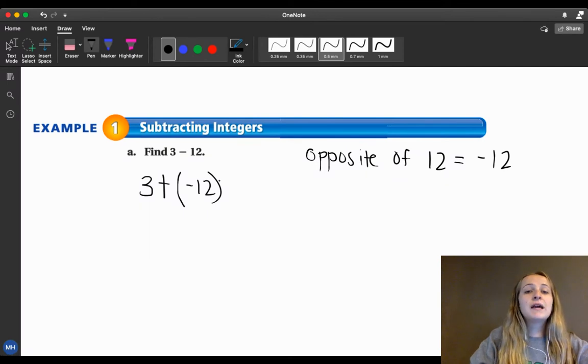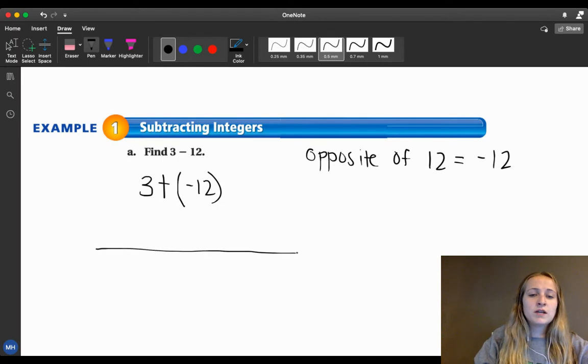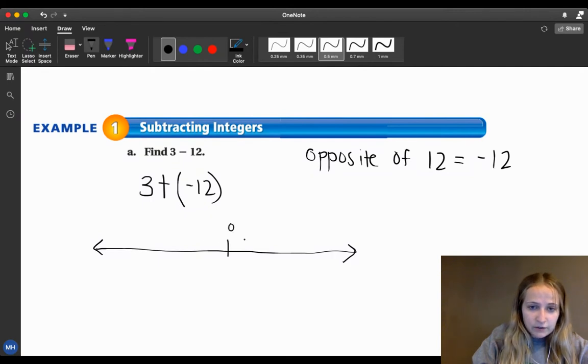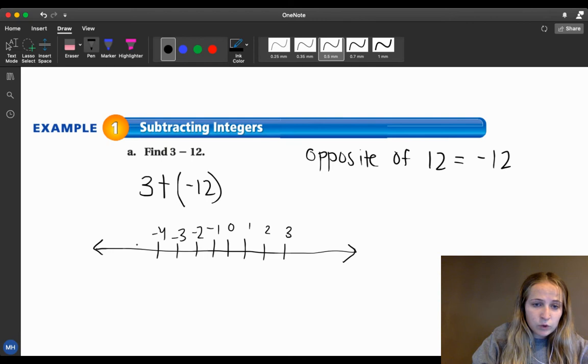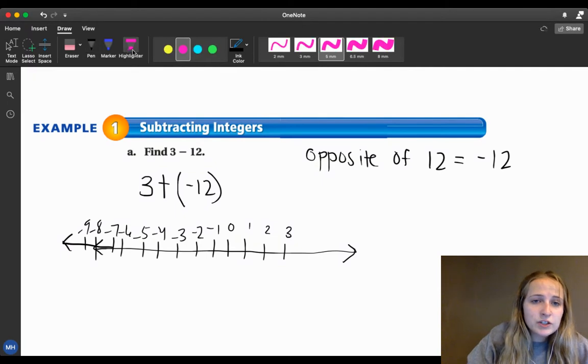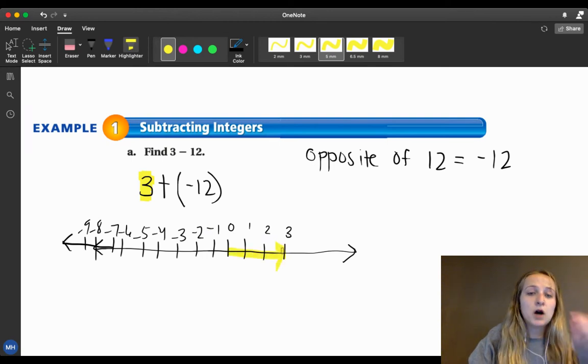From there, you have a couple different options. I'm going to show you how we could use a number line for this. I'm going to draw a number line, and do what that first example did. Let's say here's 0, here's 1, here's 2, here's 3. Then I'm going to go down, negative 1, negative 2, negative 3, negative 4, negative 5, negative 6, negative 7. We might need to extend this. Negative 8, negative 9. I'm going to use my highlighter to show you how we're going to do this. To get to the 3, we go from the 0 all the way to the 3, and we get to positive 3.